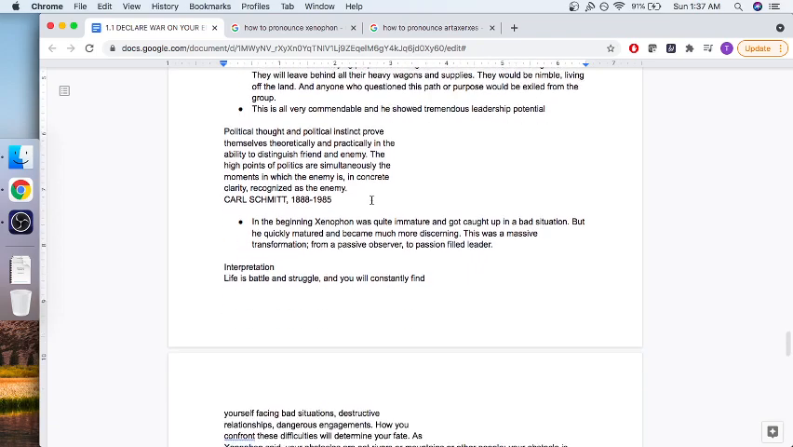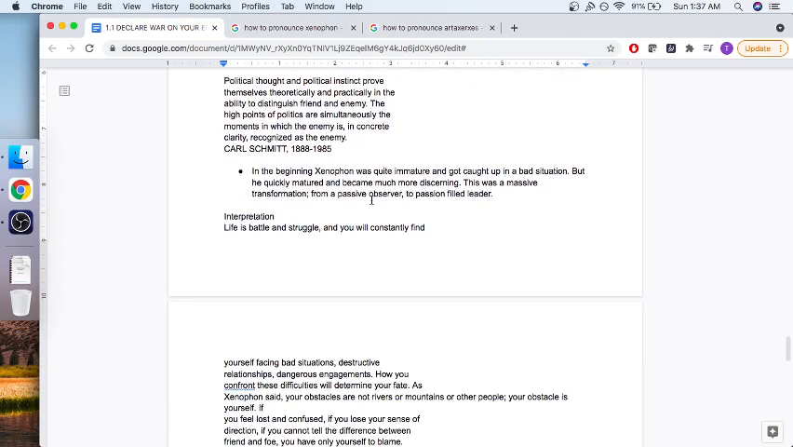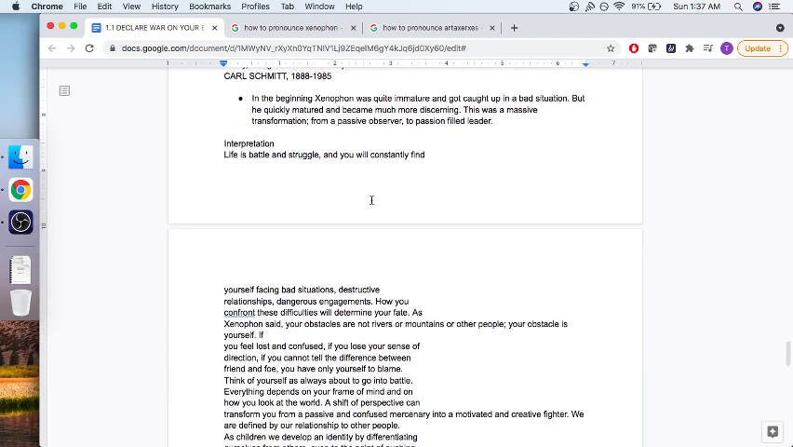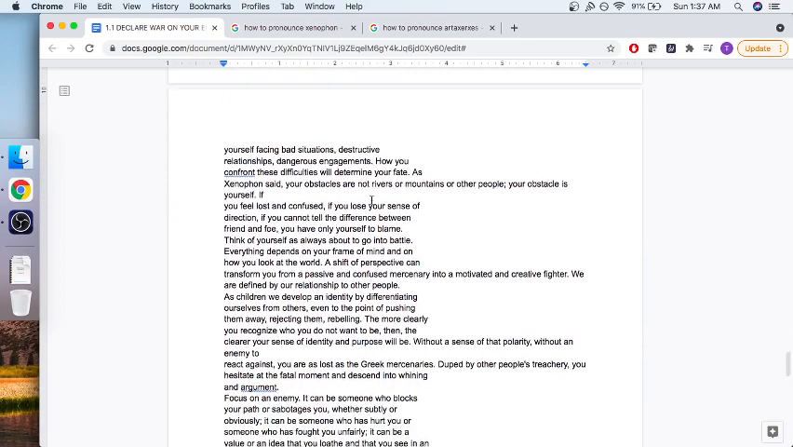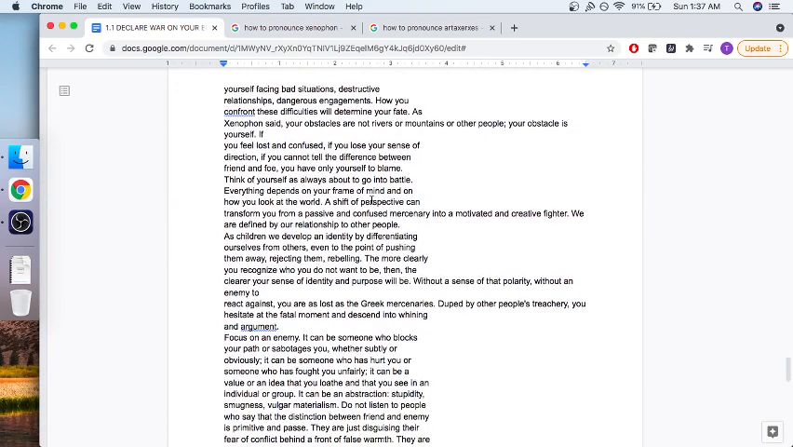And then we go on to Robert Greene's interpretation of the story. Interpretation. Life is battle and struggle. You will constantly find yourself facing bad situations, destructive relationships, and dangerous engagements. How you confront these difficulties will determine your fate.